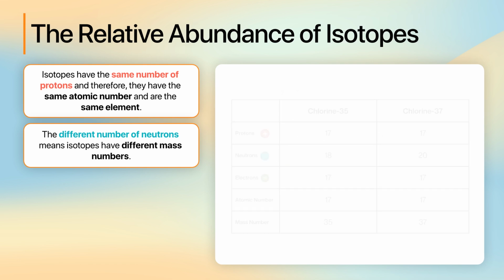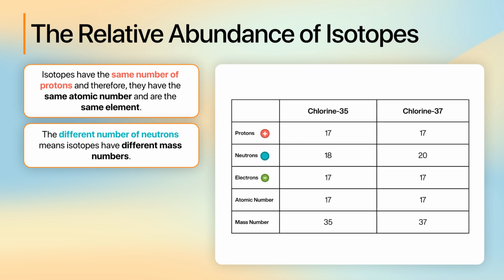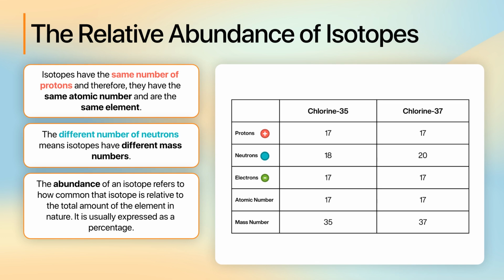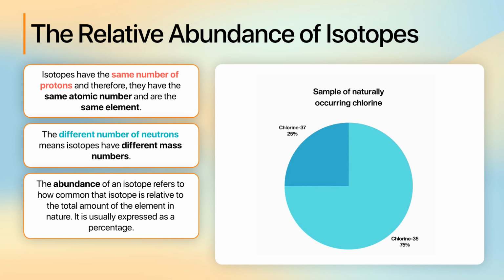For instance, chlorine has two common isotopes, chlorine-35 and chlorine-37. Both have 17 protons, but chlorine-35 has 18 neutrons, whereas chlorine-37 has 20 neutrons. The abundance of an isotope refers to how common that isotope is relative to the total amount of the element in nature. The abundance is usually expressed as a percentage. For example, if you have a sample of chlorine, 75% of the atoms might be chlorine-35, and 25% might be chlorine-37.